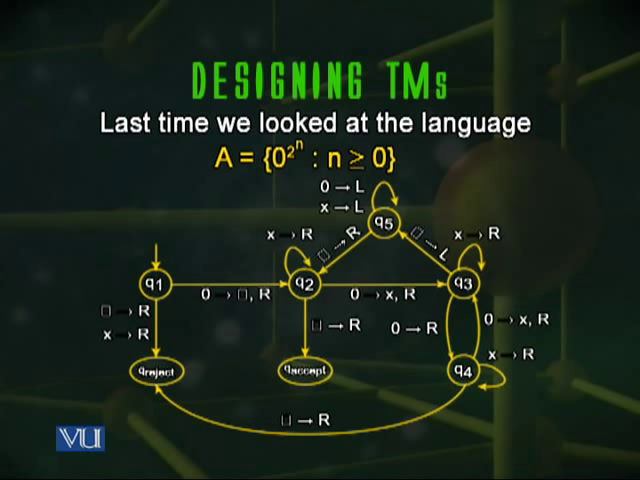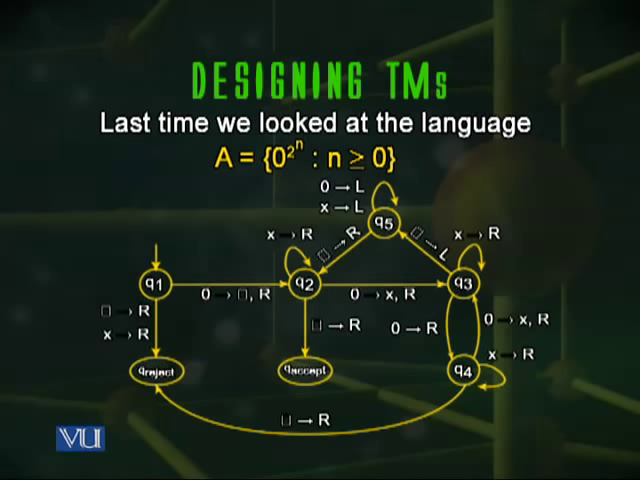The second state, Q2, skips over all the symbols that have been crossed out and finds the first 0 that has not been crossed out. If you see from Q2 on input 0, we cross it out and move right. So it crosses off the first 0 that it finds. The state Q3 skips over all the crossed out symbols and waits till it sees a 0. When it sees a 0, it simply moves to the right and goes into the state Q4, which means in the state Q3 we do not cross out a 0 when we see it, we simply move to the state Q4.